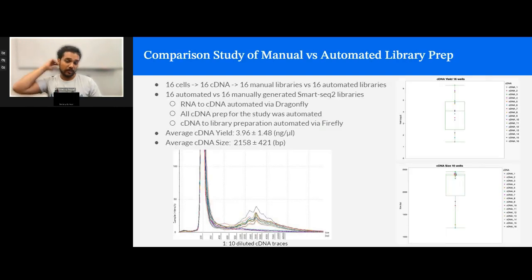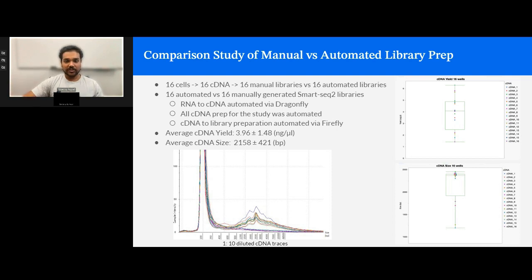Okay, so now that we know that we can save on the reagent use, how good does the data look when you prepare samples via automation or by hand? To understand this, a small verification study was done here at CZ Biohub SF, where 16 cells were taken and made into 16 cDNA molecules, and from each cDNA, libraries were made either manually or via automation. So the RNA to cDNA was automated on the Dragonfly, and then the quality of the cDNA to the library prep was the one that was questioned.